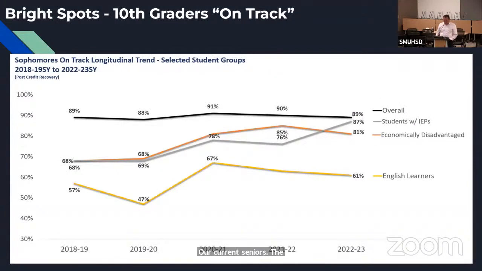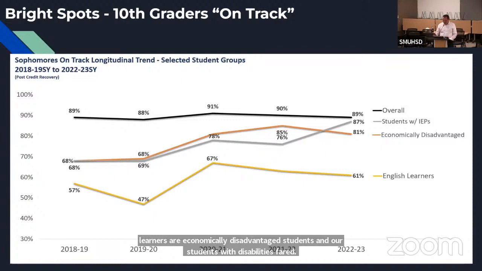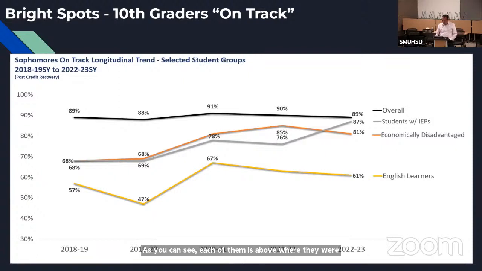Similar to the previous graph, we show here how our 3 special populations of students, that's our multilingual learners, our economically disadvantaged students, and our students with disabilities fared. As you can see, each of them is above where they were before the pandemic, and students with IEPs saw a significant increase in the percentage of students on track. And that's really a good sign because they had been, as you can see, where their on-track status had been in years past.